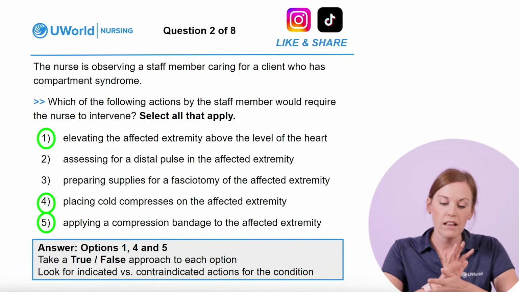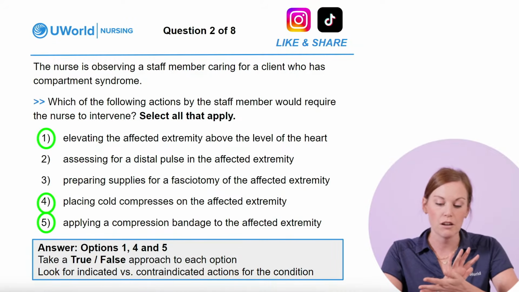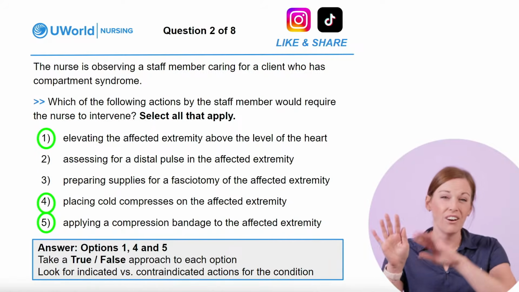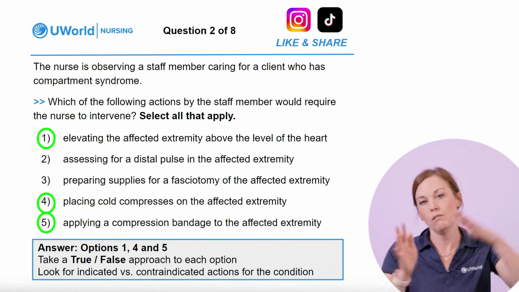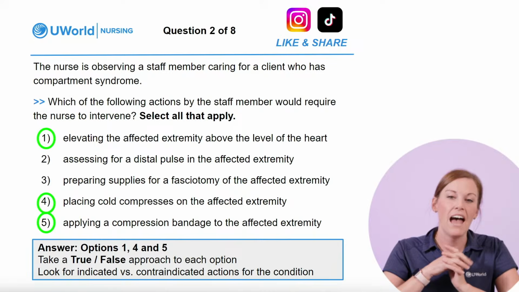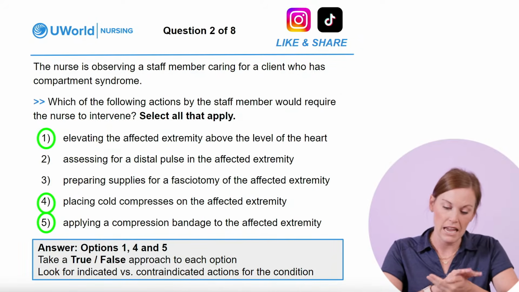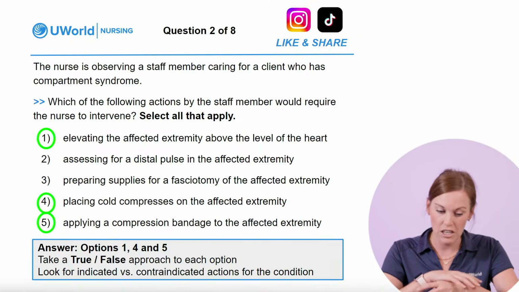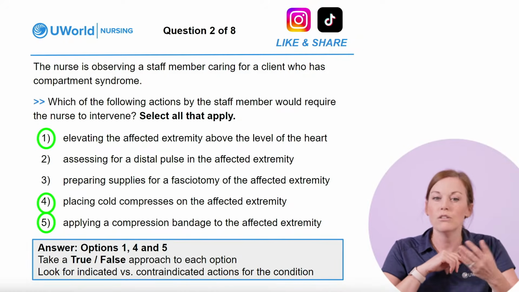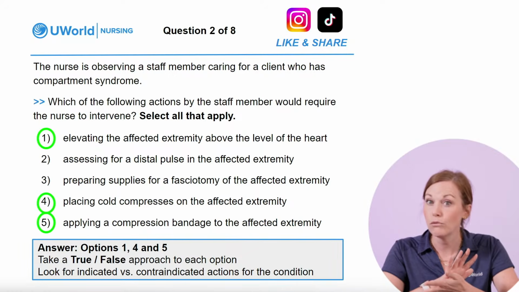So when we're caring for a client with compartment syndrome, we need to position the affected extremity at the level of the heart to maintain tissue perfusion. We don't want the heart to have to work harder and shoot the blood further or against gravity by having it elevated. We're also going to avoid cold application. That's going to cause vasoconstriction, and that's going to decrease blood flow. So that's why option 4 is wrong.